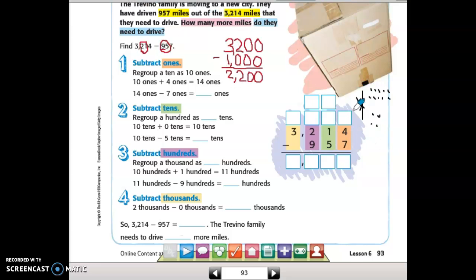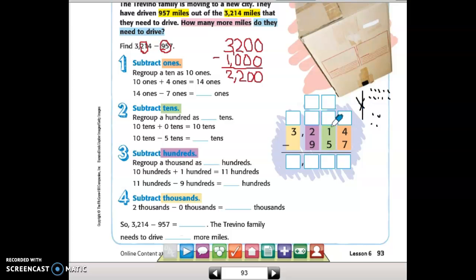Okay, so I just regrouped my 14 from 1 10 and 4 1's. I regrouped it and I put 10 1's up here. So now I've got 1, 2, 3, 4, 5, 6, 7, 8, 9, 10, 11, 12, 13, 14 1's. So that's how I show it with the model.